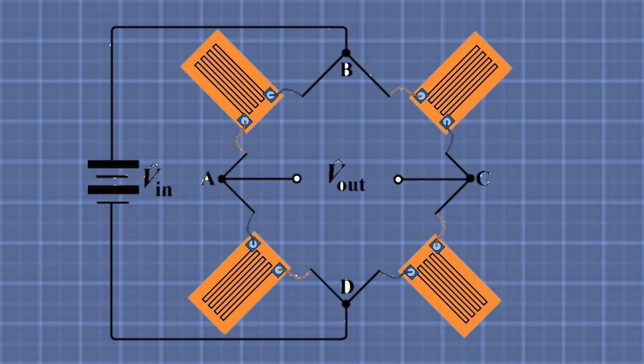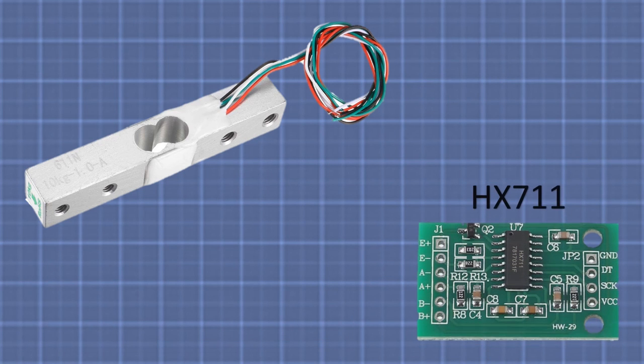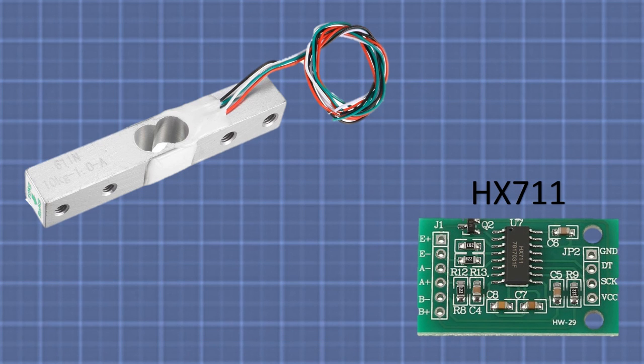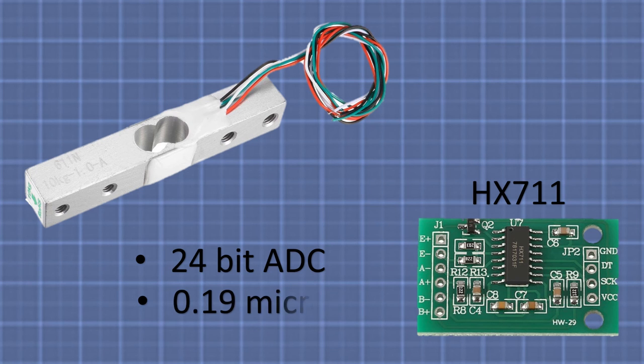So to detect the voltage change, I will use an analog to digital converter, HX711. It has a resolution of 24 bit. And if we supply this module with a 3.3 volt supply, it can measure a voltage difference of 0.19 microvolt. By using this whole setup, this load cell and HX711 ADC, we can measure the weight of the garbage.